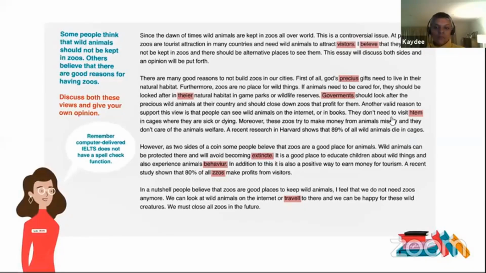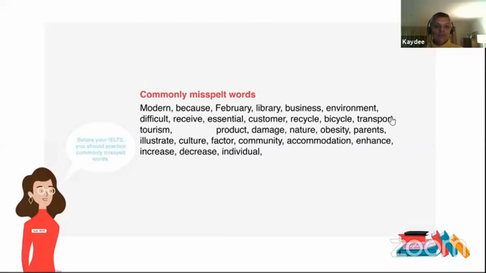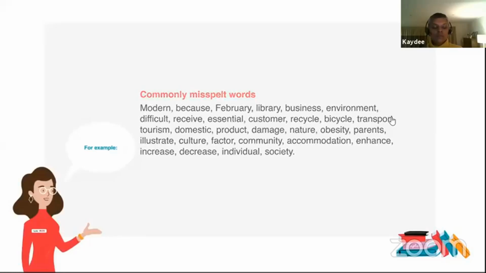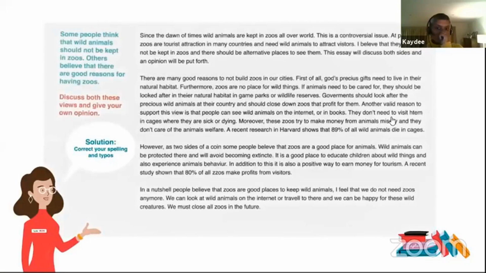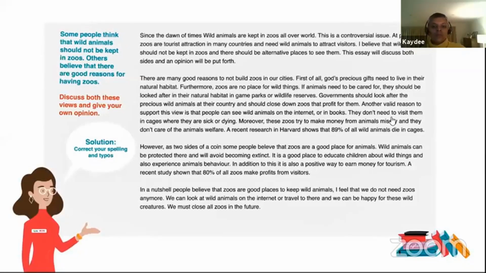Remember, computer-delivered IELTS does not have a spell check function. Before your IELTS, you should practice commonly misspelled words. For example, solution: correct your spelling and typos.